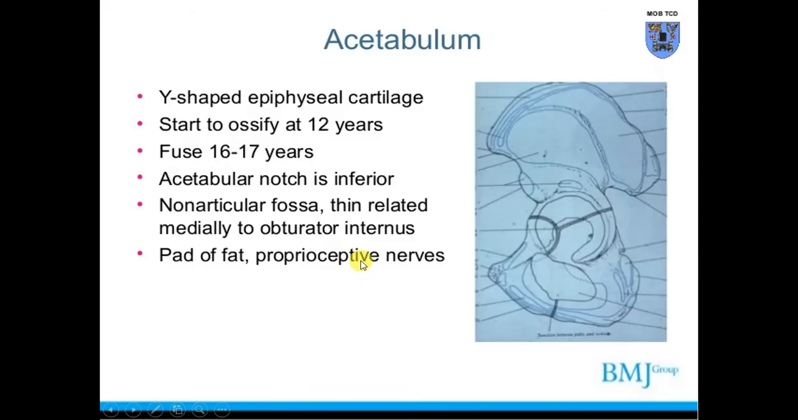So we see what the acetabulum actually is: a Y-shaped epiphyseal cartilage formed by the ilium, ischium and pubis. They join together in a Y-shaped manner. Here we can appreciate that. Most of the part is played by the ilium and ischium, and a lesser part by the pubic part, and it remains as a cartilage up to 12 years of age, and they fuse together and ossify by the age of 16 to 17 years.